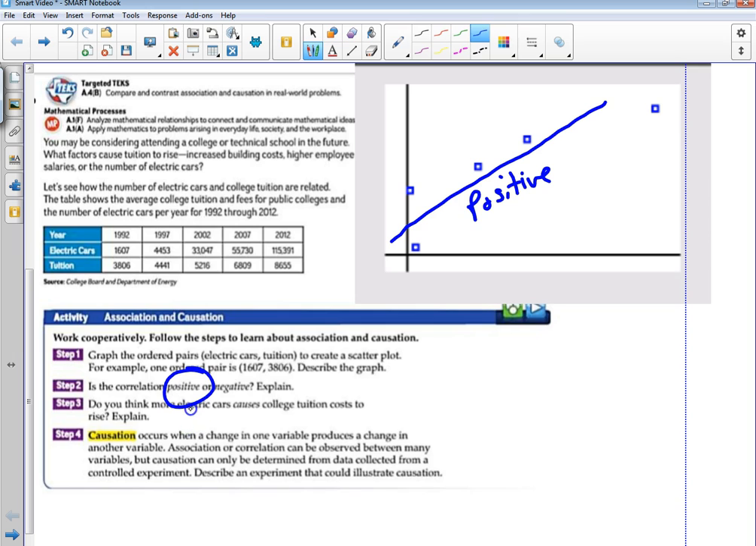And then also you got to talk about, because you're talking about two things, correlation, and you're talking also about association and causation. So what happens is causation occurs when a change in one variable produces a change in another variable. Association or correlation can be observed between many variables, but causation can only be determined from a controlled experiment.